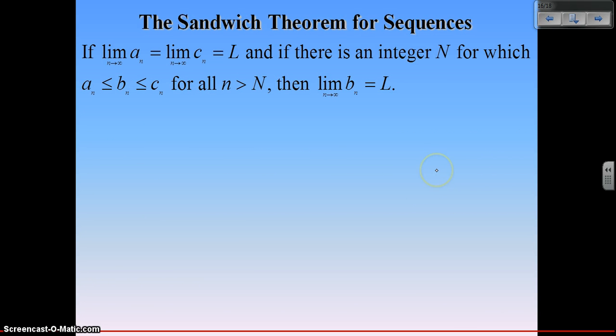Now, we have the sandwich theorem for sequences. Remember, we discussed the sandwich theorem for limits very early in this class. So what is the sandwich theorem for sequences? If the limit of a sequence A equals the limit of a sequence C, in other words, A and C both converge to the same point, and you have another sequence B that lies between A and C, then obviously B has to have that same limit.